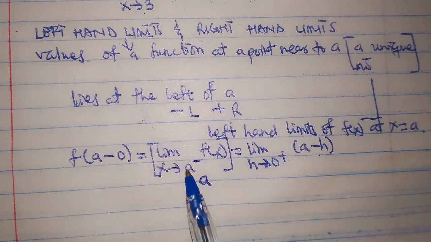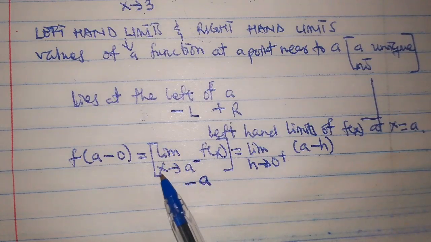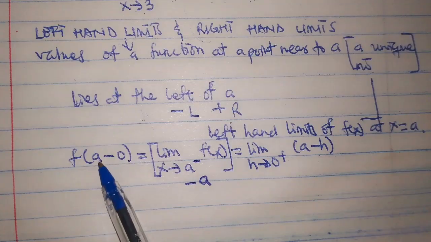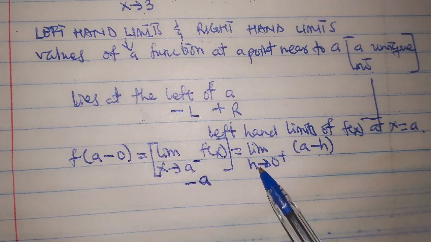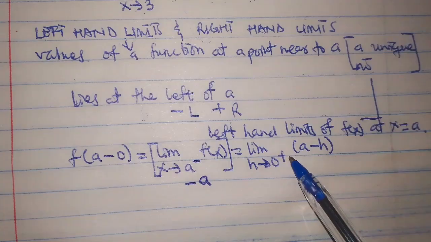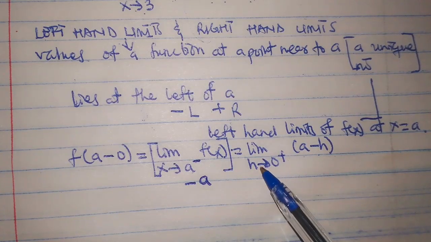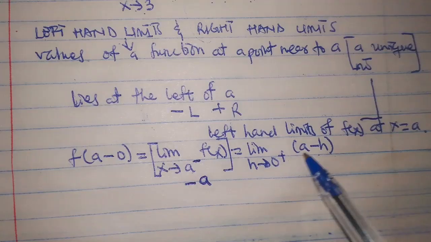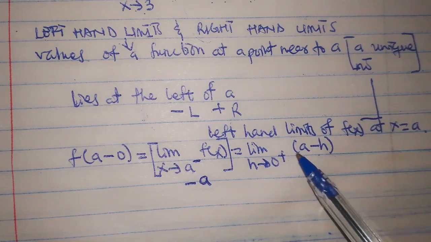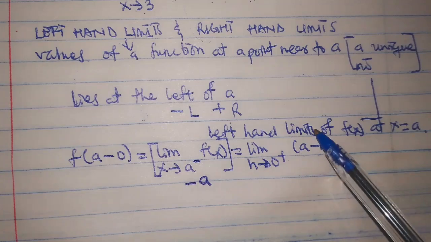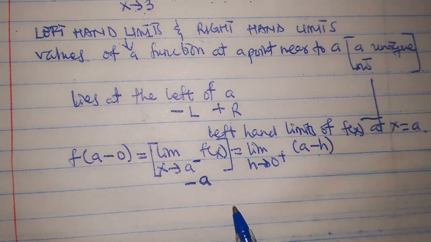So if we take values close to the left hand of a, we are going to get f of a minus 0. Now if we take the limit as h approaches positive 0, which is 0 itself, we are going to get simply a, because 0 will be a. So the limit as h approaches 0 of a minus h.